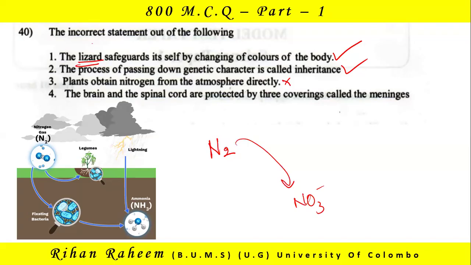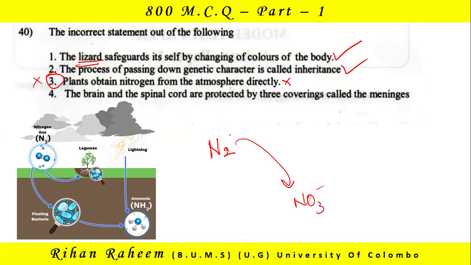In grade 11 again we will speak about the nitrogen cycle. Biological nitrogen fixation, industrial nitrogen fixation, and environmental nitrogen fixation. 3 methods are there, we will discuss. So plants cannot directly take nitrogen from the atmosphere. It has to be converted to many forms and then go to the soil. From the soil it has to get absorbed. That is a wrong statement. We'll see the fourth one.